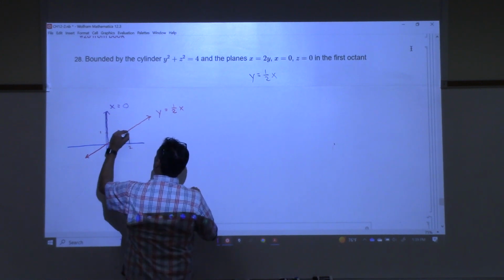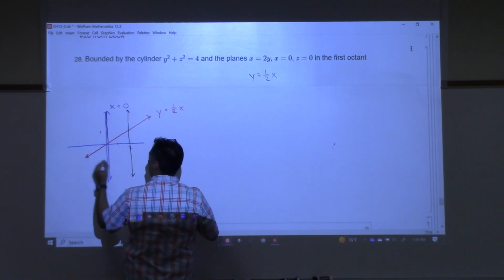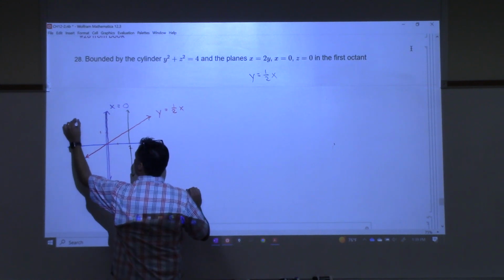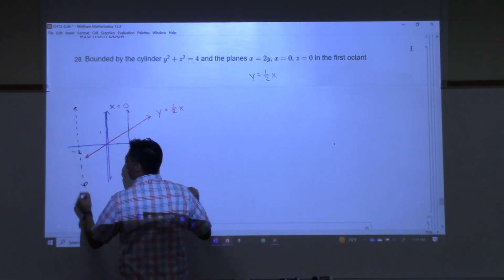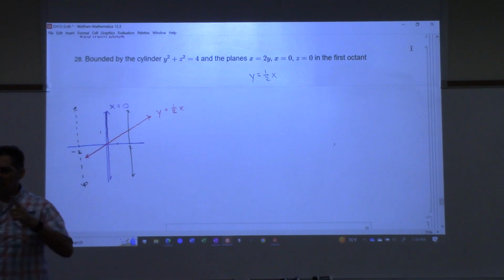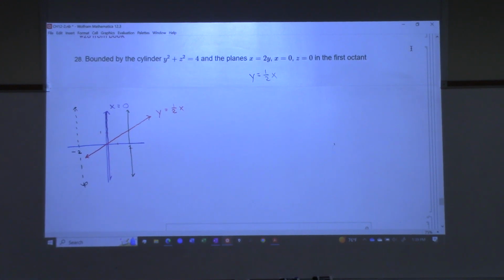I have one here, like this. And then I have one back here at -2. But I'm going to make that one dotted because it's not relevant, because I tell you to be in the first octant here, right? So at the very end, right, I say in the first octant.